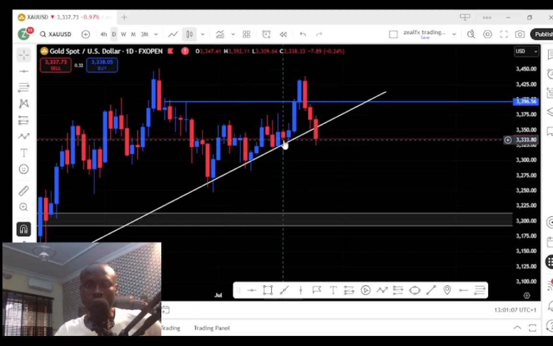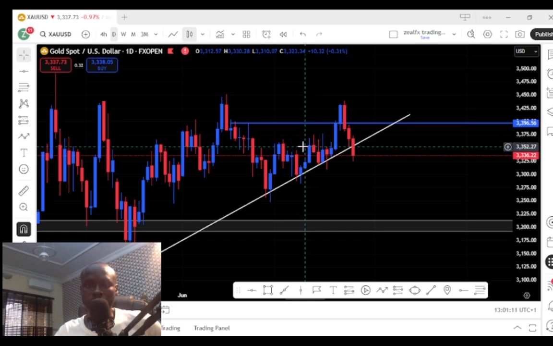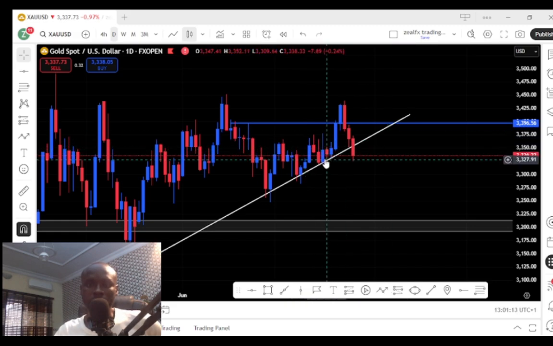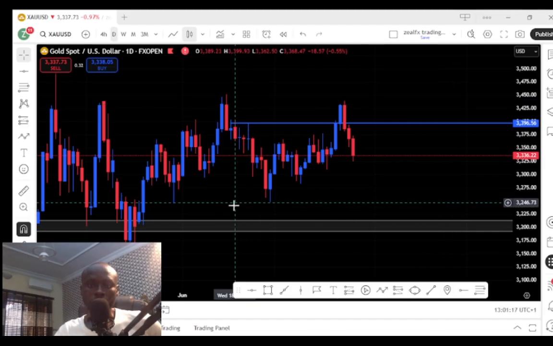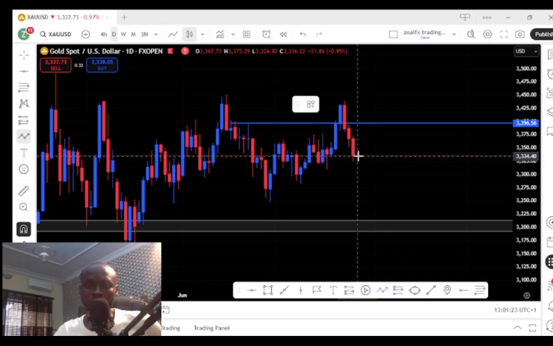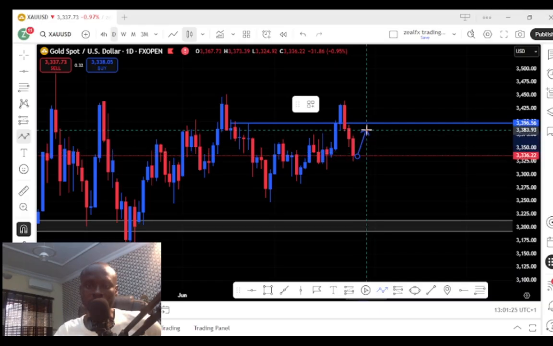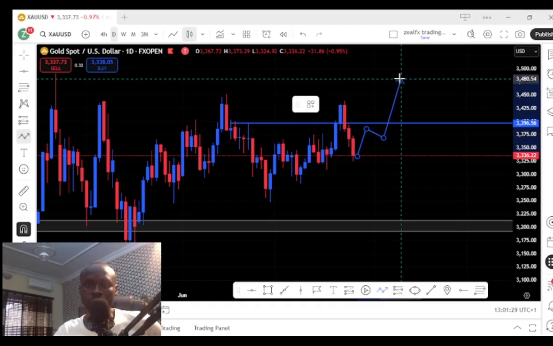We have a lower low here, we have a higher low, higher low, higher low, which we see has an uptrend structure, which indicates we have an inner structure for uptrend, which means we can also look for a possible buying opportunity on the gold if we see price close above this area. If we see price close above this area, we can start looking for a possible buying opportunity for gold.